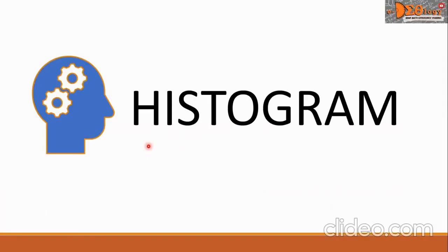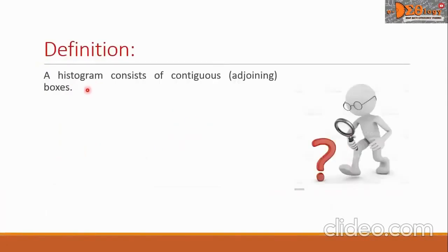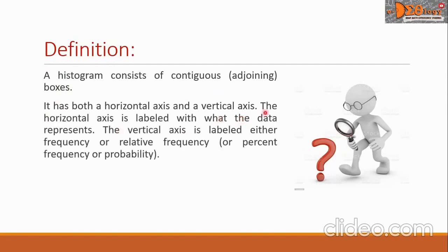Hi everyone. Today we're going to study histogram. A histogram consists of contiguous or adjoining boxes. It has both a horizontal axis and a vertical axis. The horizontal axis is labeled with what the data represents.